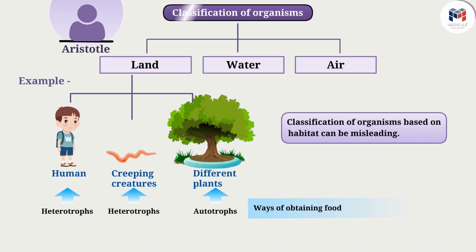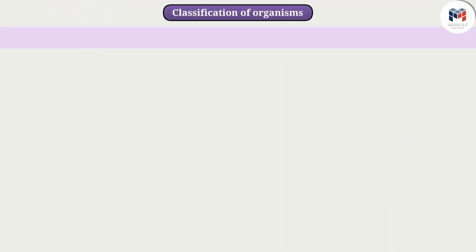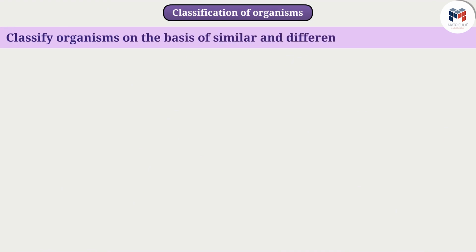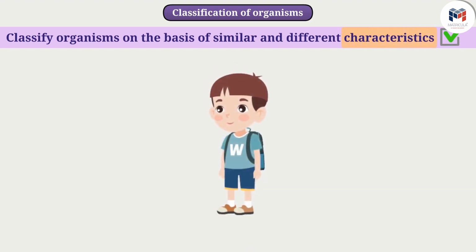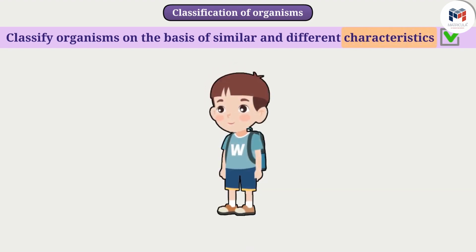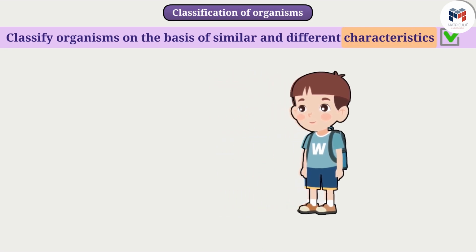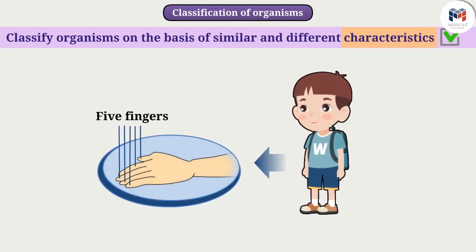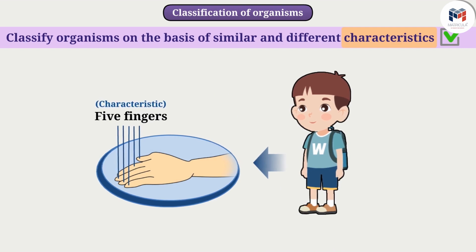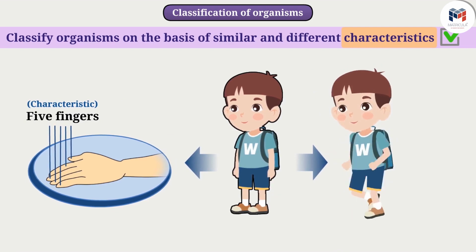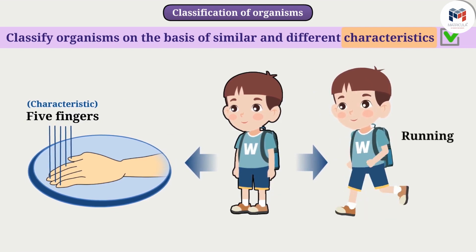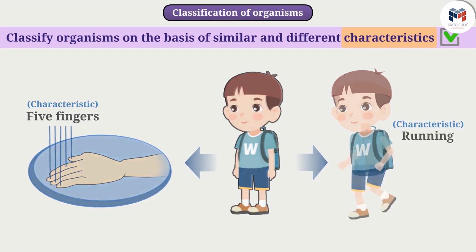Another way of classifying organisms is to classify them on the basis of similar and different characteristics. Characteristics are the visible features of an organism. For example, a specific feature of an organism, such as having 5 fingers in the hand, is a characteristic. Similarly, specific tasks, such as the ability to run, are also a characteristic.